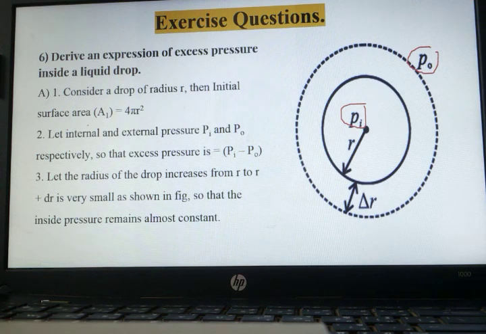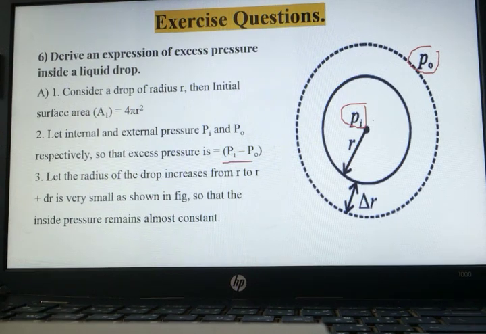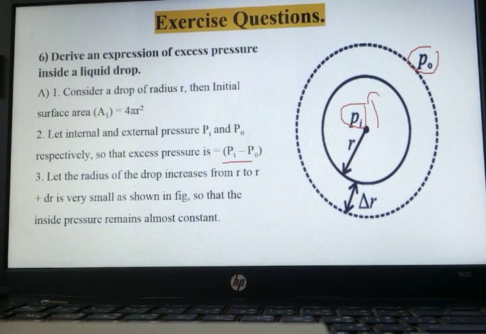Then the initial surface area A1 is 4 pi r square. Let the internal pressure be Pi and the external pressure be P0, respectively. So the excess pressure can be written as Pi minus P0, since the pressure inside is more than the pressure outside.